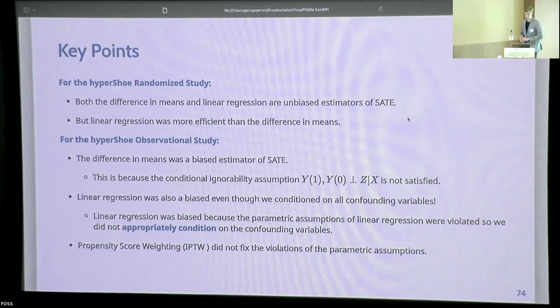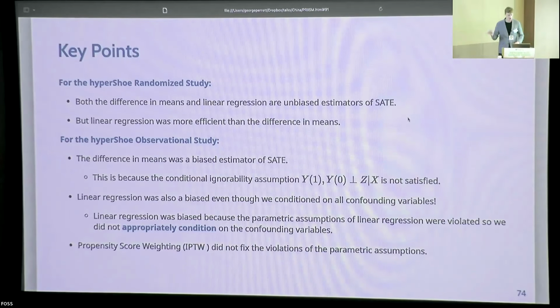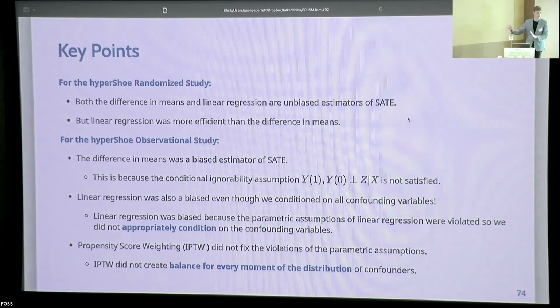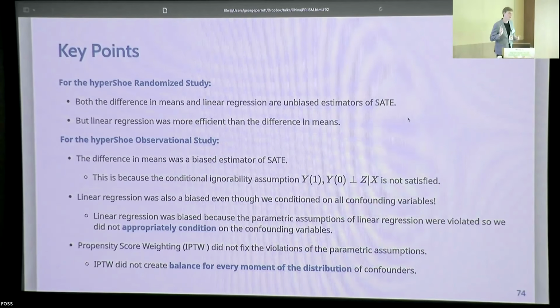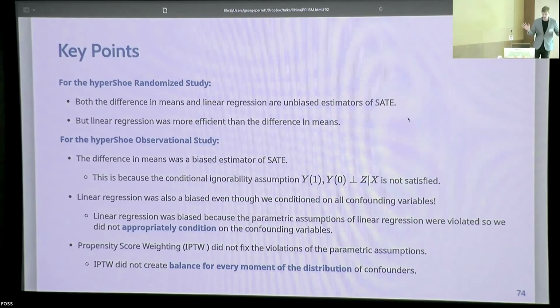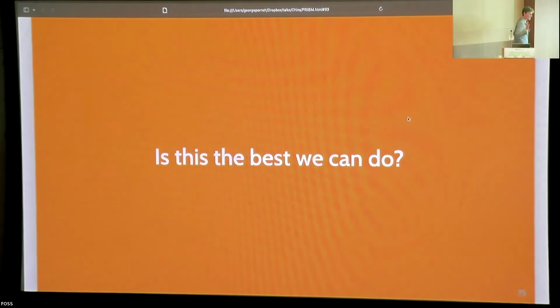Propensity score weighting, in this case IPTW, did not fix the violations of the parametric assumptions. And that's because we did not have balance for every moment of the distribution. We had balance in means, but we did not have balance in variance. As an aside, when you don't have balance in variance, it generally means there's some nonlinear term that you haven't included. When you don't have balance in covariance, it generally means you're missing an interaction. That's like a rule of thumb, but you could still miss things even if you have really, really close looking balance statistics. So are we stuck?